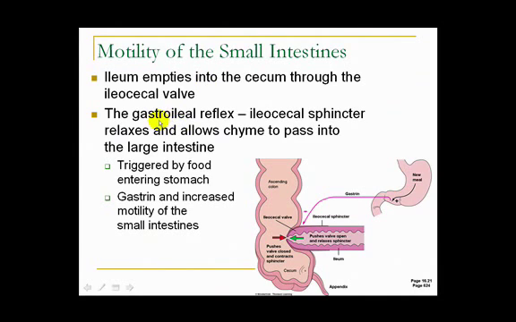So there's a reflex called the gastroileal reflex. Gastro refers to stomach, ileo refers to the ileum. And so what happens is when a new meal comes into the stomach, it triggers, remember, the release of gastrin. And that gastrin hormone will inhibit the ileocecal sphincter and allow that valve to relax and food to move into the large intestines. So it's a feed-forward mechanism. If I have a new meal coming into my stomach, I need to make way for it. So I need to move everything from the small intestines into the large intestines.